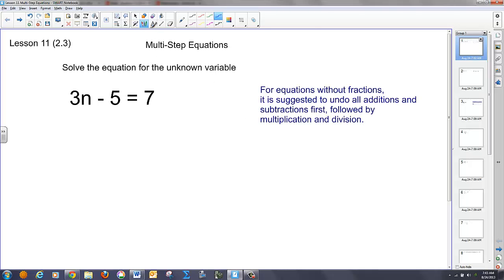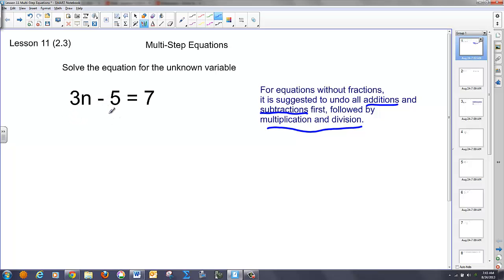And what I'd like you to try to do when you solve any kind of multi-step equation, when there's no fractions, is to do all the addition and subtractions. Deal with those first, so get rid of those, and then follow those up by the multiplications and divisions. So in this problem, we need to isolate the n, get this by itself, but in order to do that, we have to undo this subtraction of 5 and undo this multiplication of 3.